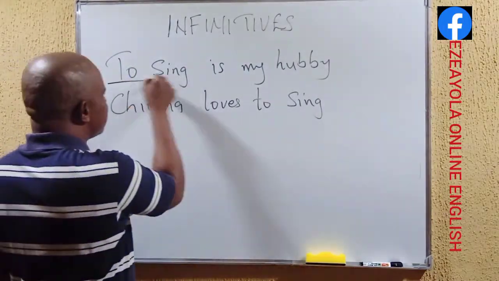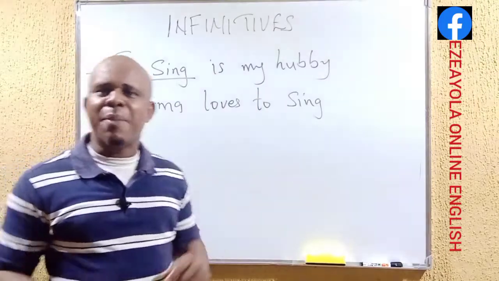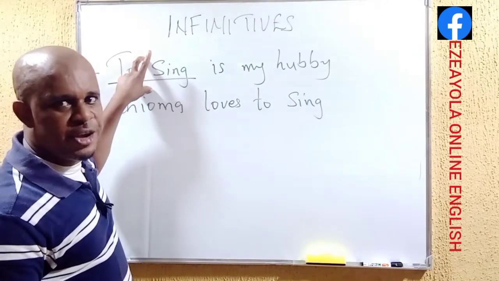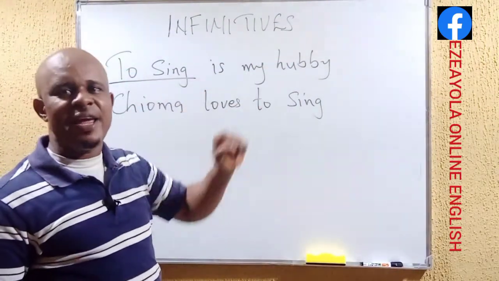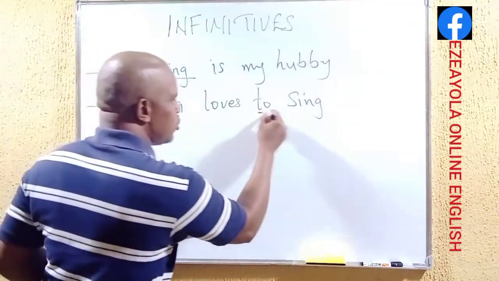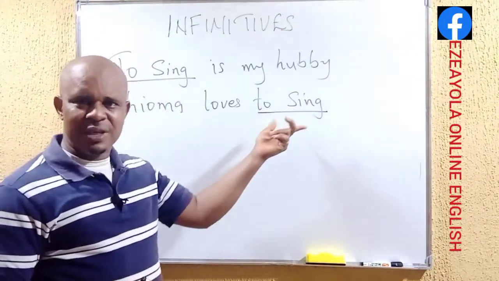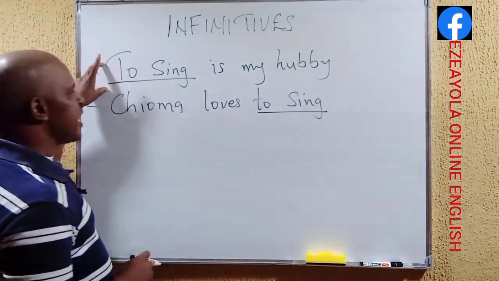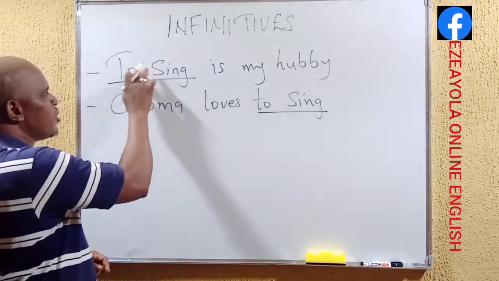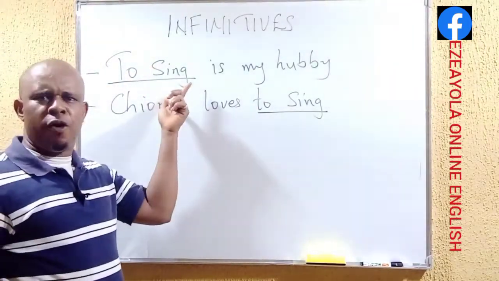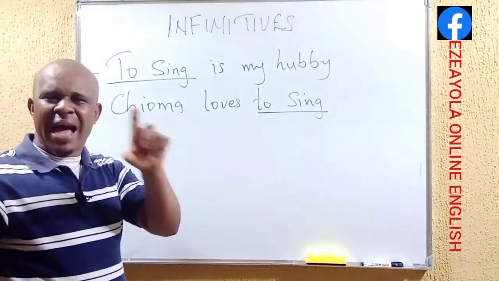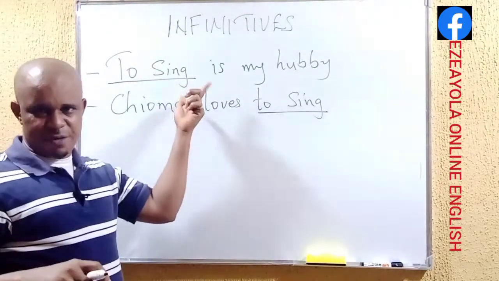The first one says, to sing is my hobby. To sing. That's what we are talking about here. The second example says, Chioma loves to sing. From the first expression, we are talking about something. Somebody who doesn't know should be informed about this type of situation where we have to sing as the subject.